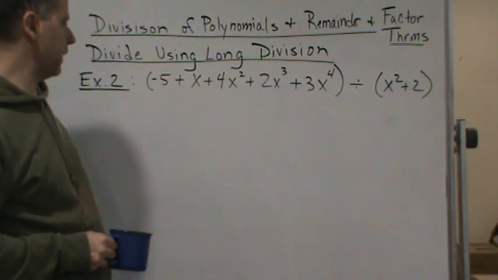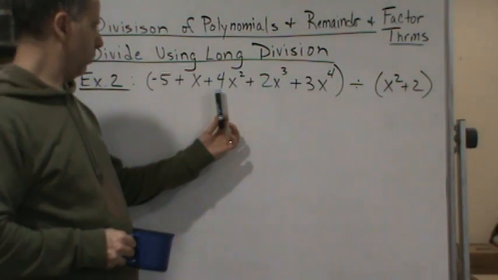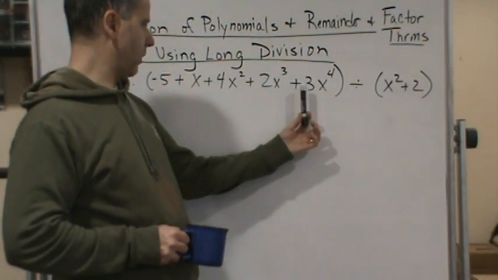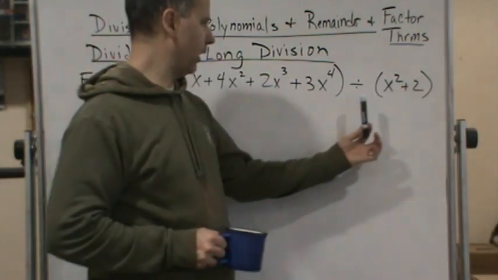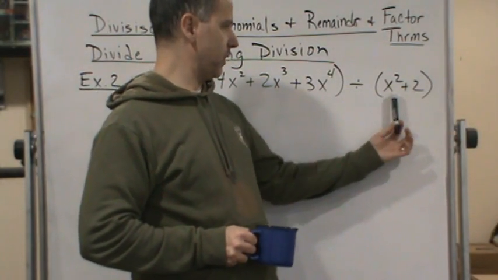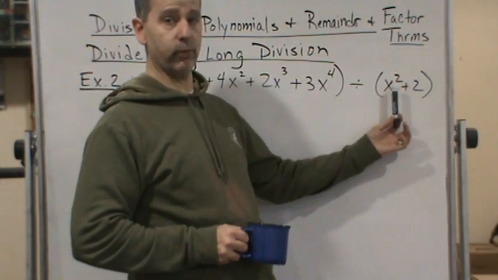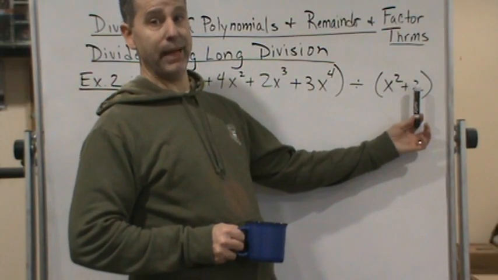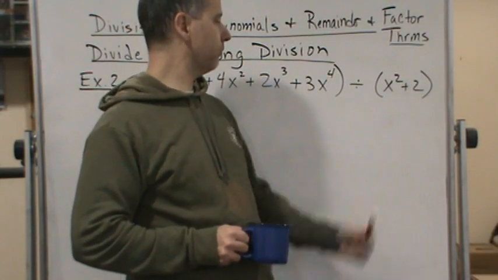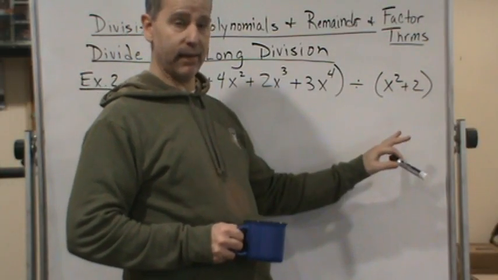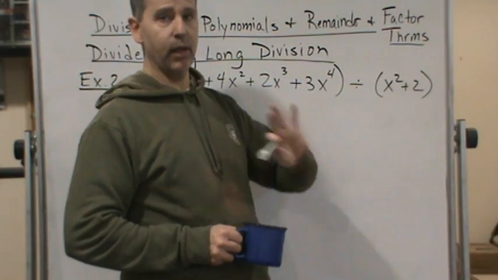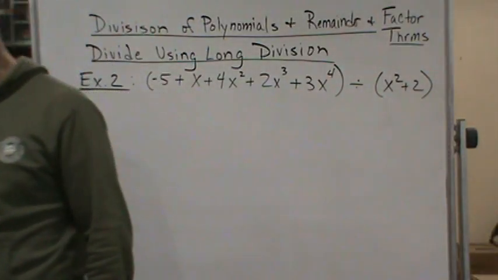Also, look for placeholders. Here we've got no missing terms as far as the exponents go, but over here we've got an x term missing, so we want to make sure we write the placeholder for that so we don't make any mistakes. Otherwise it becomes difficult and you have to make sure you keep an eye on things. If you put the placeholders in, it makes things a lot easier.